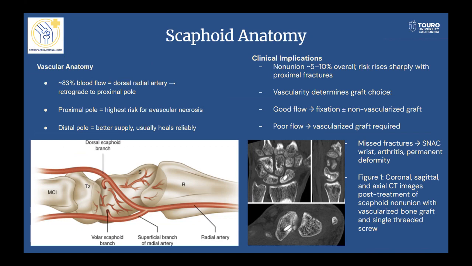And even still, healing is harder, and only about half of those cases fully unite. So this missed fracture potential. This is kind of your classic snuff box tenderness plus normal X-ray is never ignored. A missed fracture can progress to SNAC wrist with predictable arthritis and potentially permanent wrist deformity.